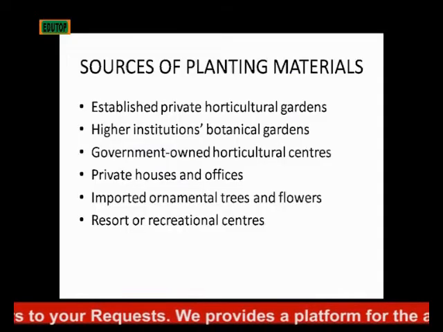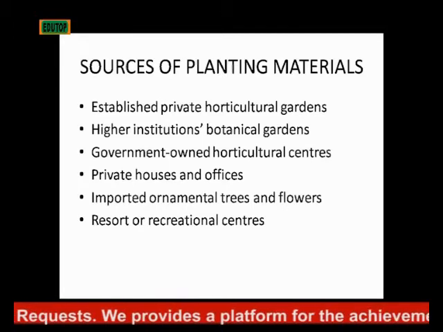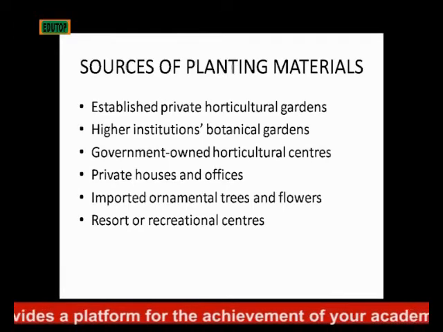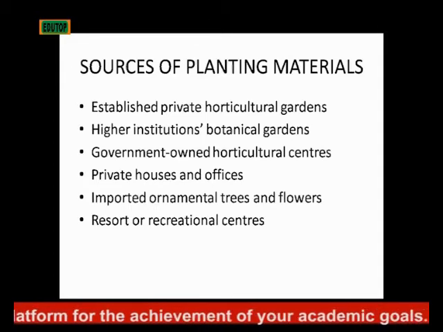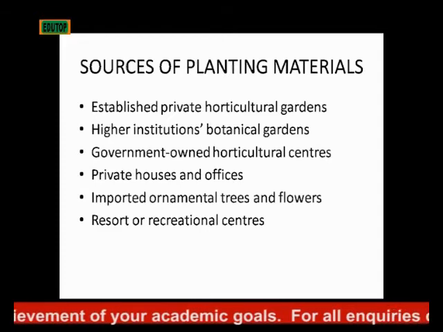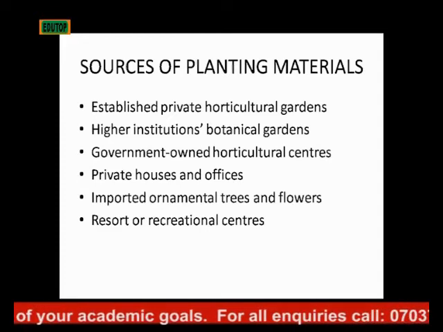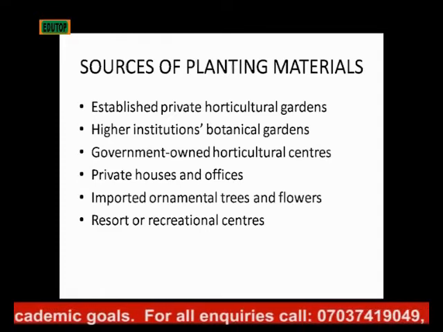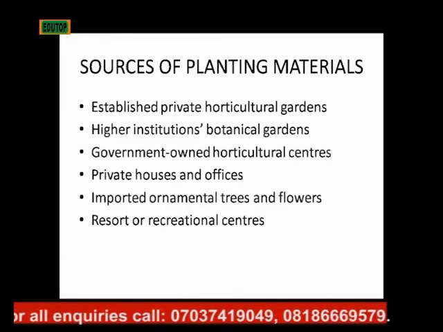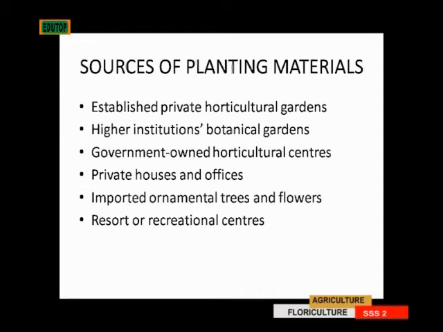Now, where do we get planting materials? That's the sources of planting materials. First, established private horticultural gardens. Now, there are horticultural gardens around. When you move around in big cities or even in towns, you see places where people plant a lot of ornamental plants and they put their phone number. If somebody is even there, you can ask, okay, I want to get these flowers in this quantity. So that's a place you can get.